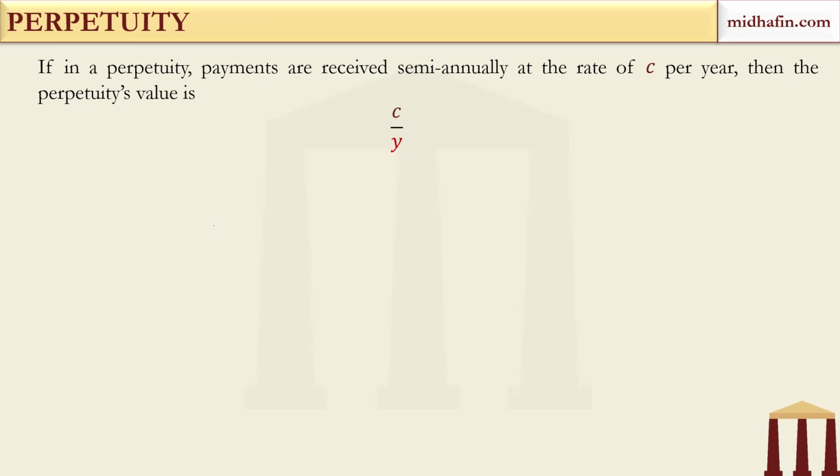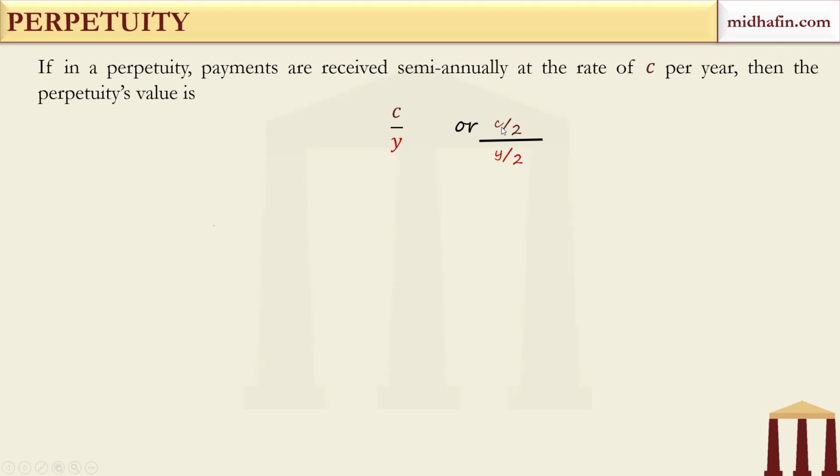So how is the value of a perpetuity calculated? The value of a perpetuity is given as C/Y, where C is the coupon per year and Y is the yield per year. Even if you have semi-annual compounding, this is still the formula. Why? Because this can be represented as, let's say, every 6 months I'm receiving C/2.